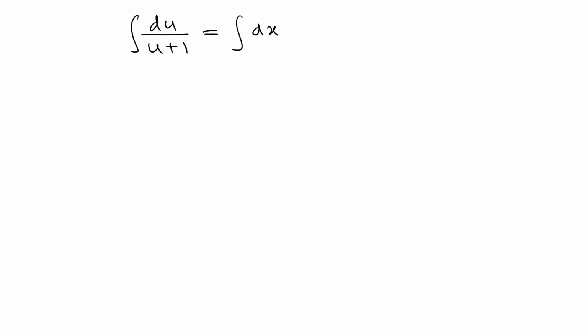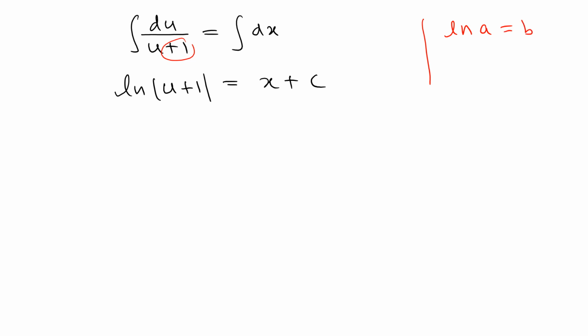And you know that when you integrate 1 over u plus 1, a constant doesn't change the format of the answer. So this is simply going to give you ln of absolute value of u plus 1 equals, on the other side, x plus c. You add only one c to both sides. Then what you will do next is write this in exponential form, and we know the theory: if you have ln a equals b, since the base is e, you can write a equals e to the b. They are the same thing. So we can write the exponential form.